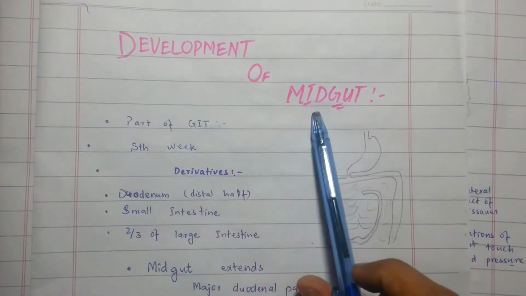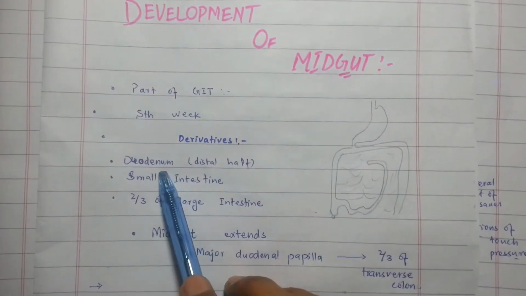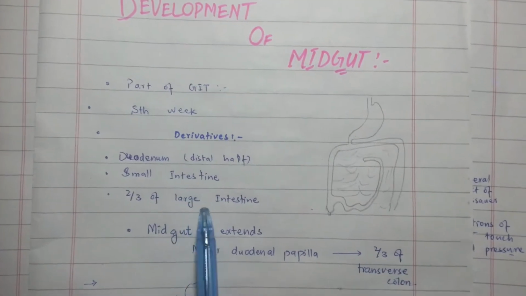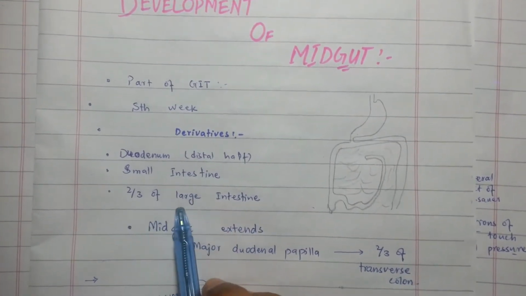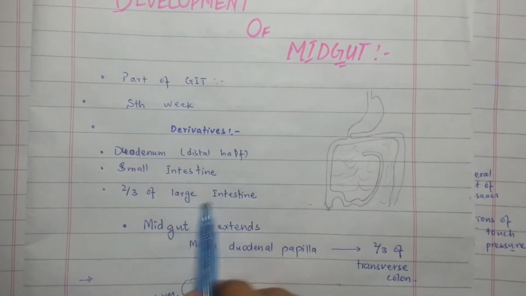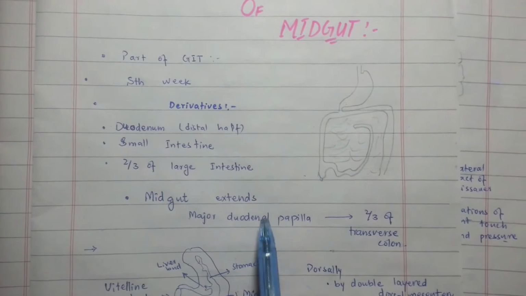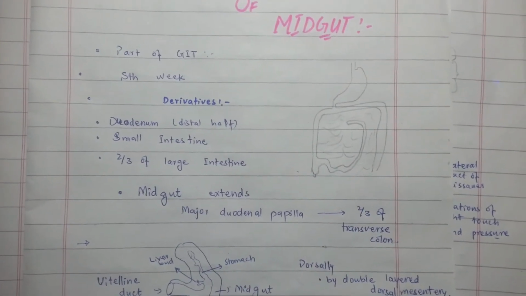If we talk about the midgut derivatives, they include the distal half of the duodenum, the small intestine and the large intestine, and the 2/3 portion of the large intestine, not the whole of the large intestine. The midgut extends from the major duodenal papilla to the 2/3 of the transverse colon.